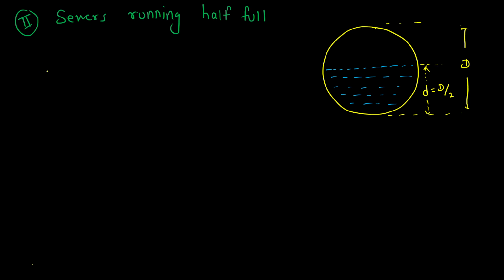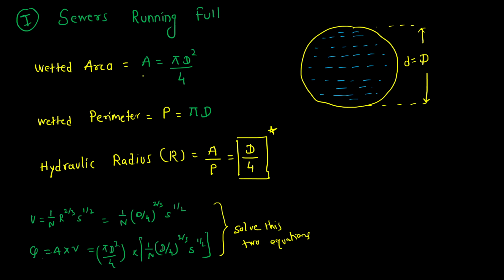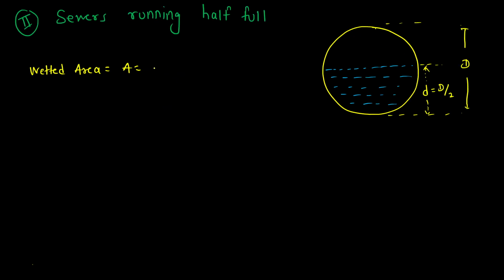Now same formulas. Wetted area A is equal to, so half of the area is in contact, so it will be half of the previous formula, that is pi d square by 4 divided by 2. So it is pi d square by 8. Now wetted perimeter P is equal to, half of the perimeter will be there, total perimeter pi d, so in this case it is pi d by 2.